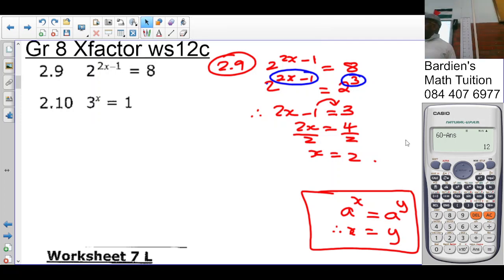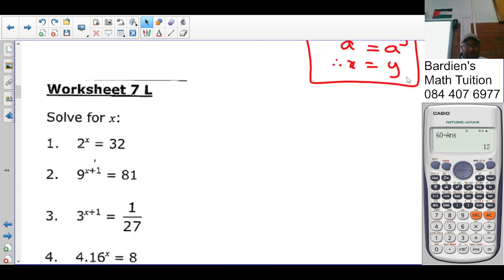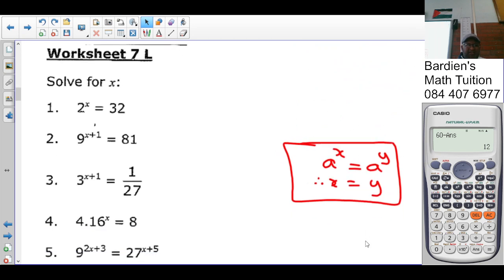So that is from the grade 8 textbook. We will look at the even numbers on Monday. Now this is out of the grade 9 textbook, okay?